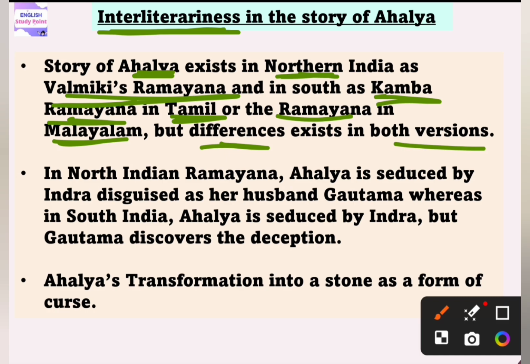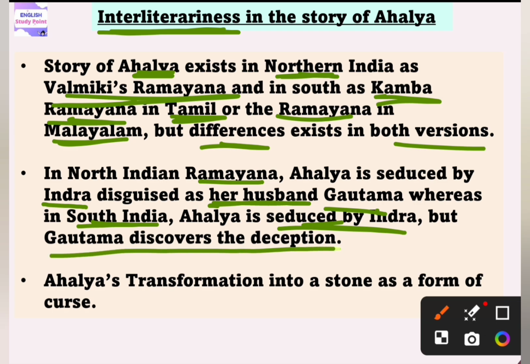Now, in the North Indian Ramayana, Ahalya is seduced by Indra disguised as her husband Gautama, whereas in southern India, Ahalya is seduced by Indra, but Gautama discovers the deception. So here we see that there occur variations in the story across regions.